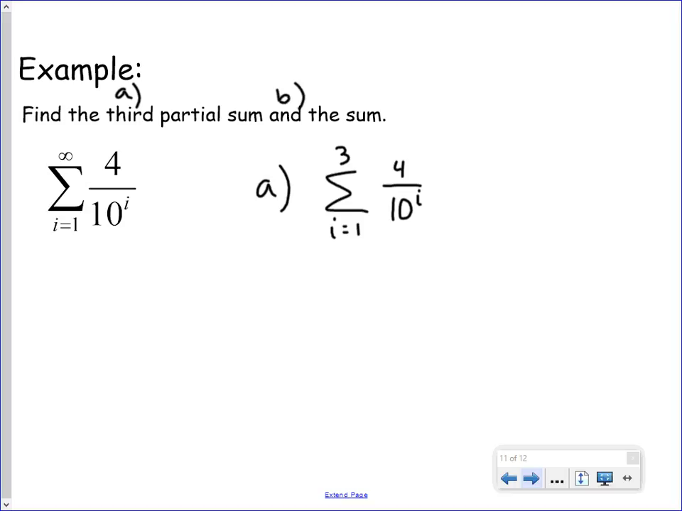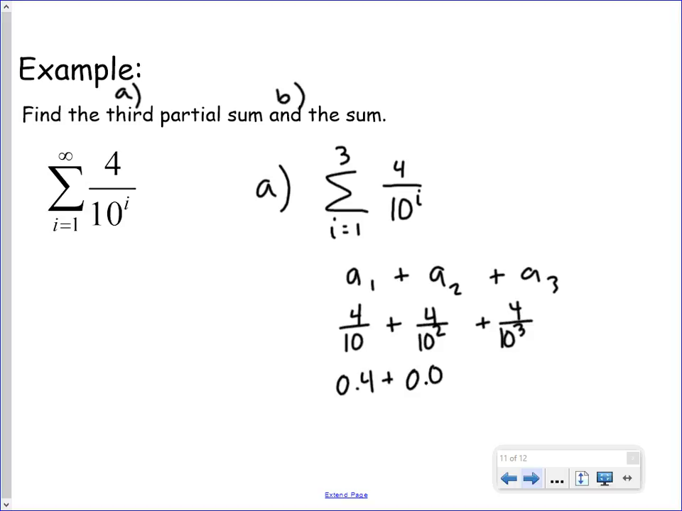And could you add this together? Sure, you would want the first 3 terms: a sub 1 plus a sub 2 plus a sub 3. That's a third partial sum. Then I would just plug those in: 4 over 10 plus 4 over 10 squared plus 4 over 10 cubed. That's 0.4 plus 0.04 plus 0.004, which is 0.444. So that's my third partial sum, just adding the first 3.